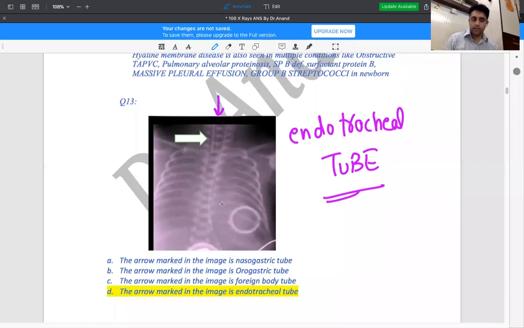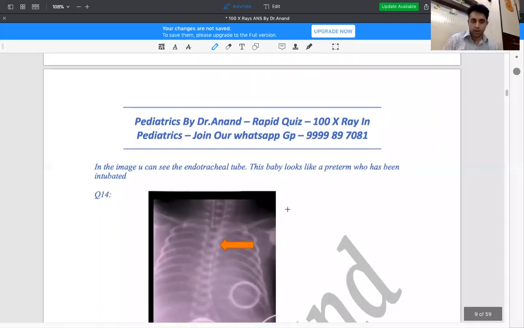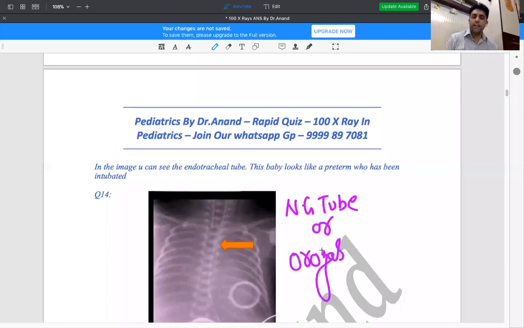Yeah, that's very easy. Next, what is this? Any idea? What is this long pipe going down? It's a nasogastric tube, and remember, it could be an orogastric tube also. It could be any tube, either put from the nose or put from the mouth. So it could be a nasogastric tube or an orogastric tube, but it is a long tube. That's for sure.